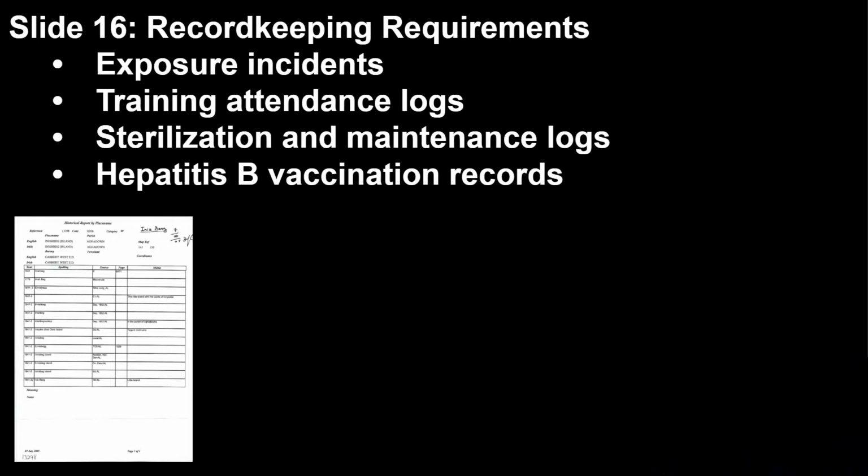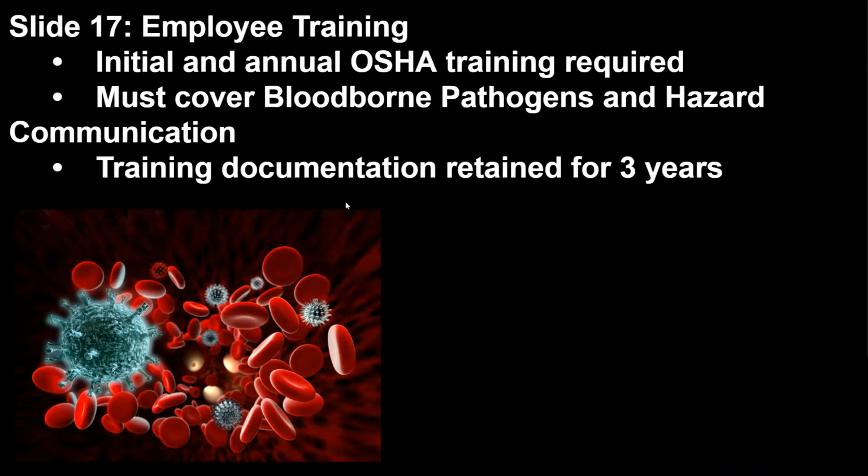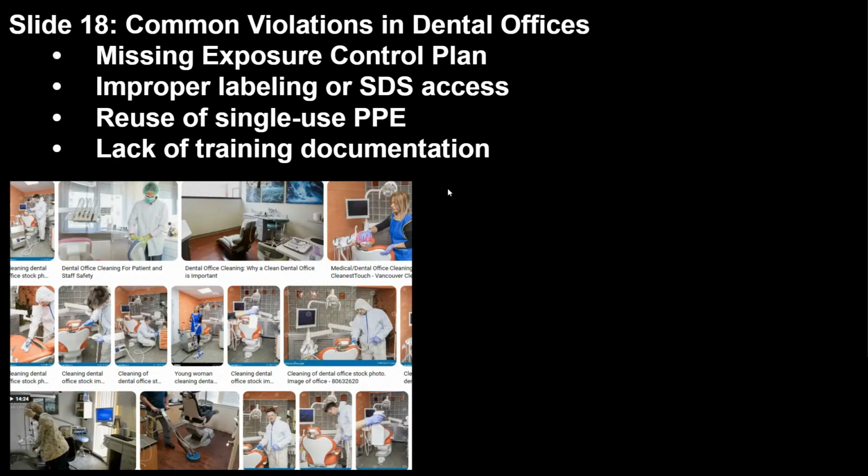Record keeping requirements. All exposure incident logs, training attendance logs, sterilization and maintenance logs, hepatitis B vaccination logs, and employee training records. Initial and annual OSHA training requirements must cover bloodborne pathogens and hazardous communication. Training documents are retained for 3 years.